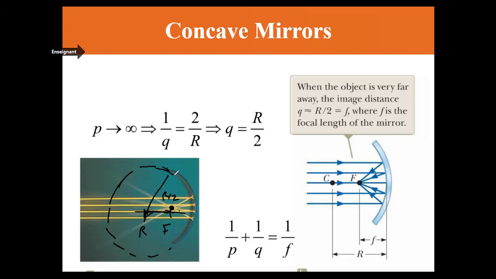Interestingly, if you place an object some distance away from the mirror, you can figure out the distance where the image would be created if you know the focal length of the mirror.